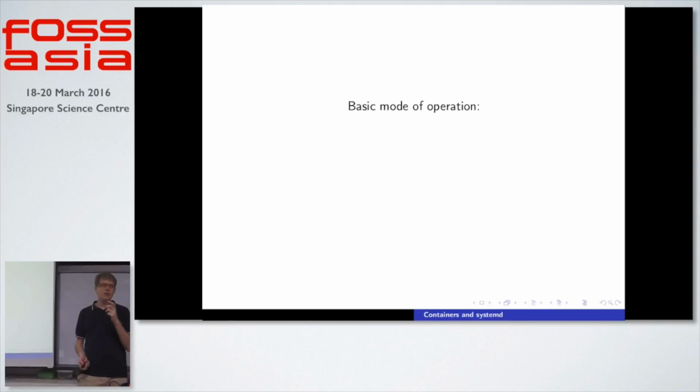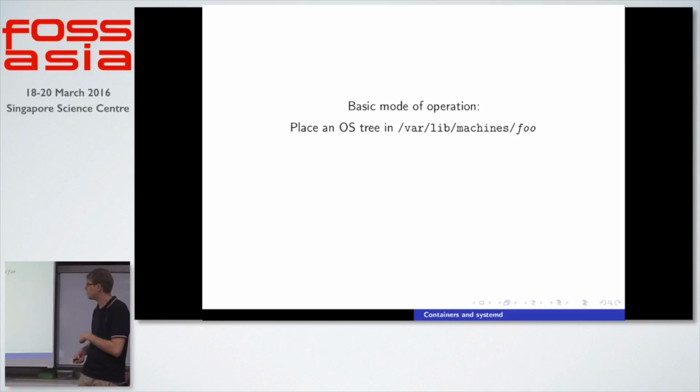Now, this talk, of course, needs to be quick, so this is kind of the last slide I want to show. It's the basic mode of operation of nspawn, if you actually want to use it as an administrator yourself. It's actually a really useful tool. If you're an administrator, have a look at nspawn, because it will do a lot of things, because it's a chroot on steroids. So the basic mode of operation is you place an OS tree in /var/lib/machines/foo, right?